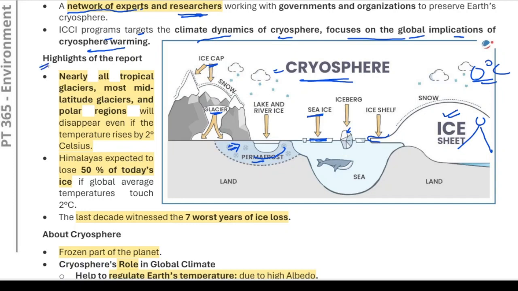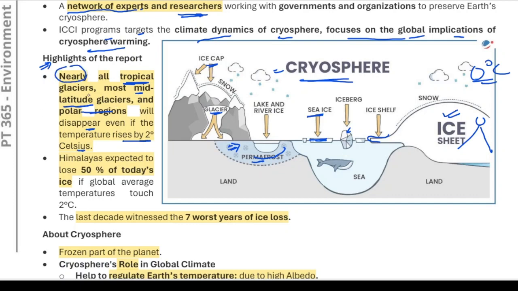Now we will deal with the highlights of the report. Nearly all the tropical glaciers, we are saying tropical glaciers, most mid-latitude glaciers and polar regions will disappear when the temperature rises by 2 degrees Celsius.